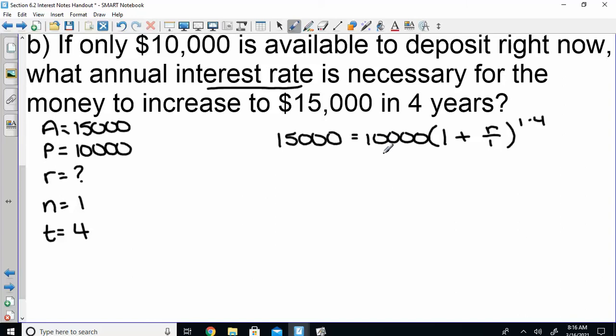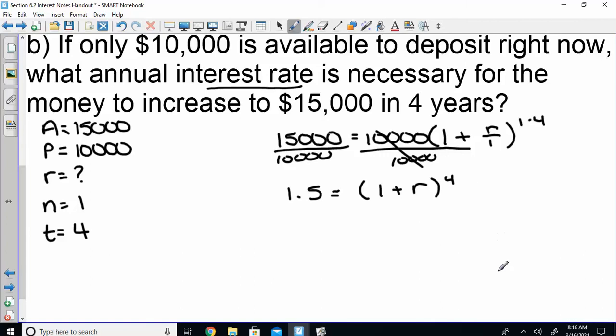What could I do with that 10,000? Divide it. So that gives me a 1.5 equals 1 plus R divided by 1 is just R. 1 times 4 is 4. Okay, we know a little bit about this. How do you get rid of a 4th power? 4th root. Normally with that you would do a plus and minus, but can you have a negative interest rate? No, so we'll just have a positive 4th root.